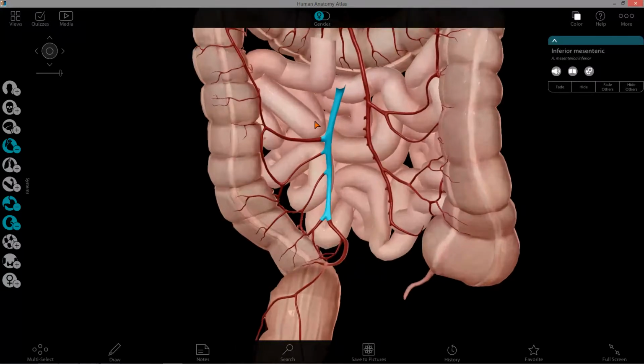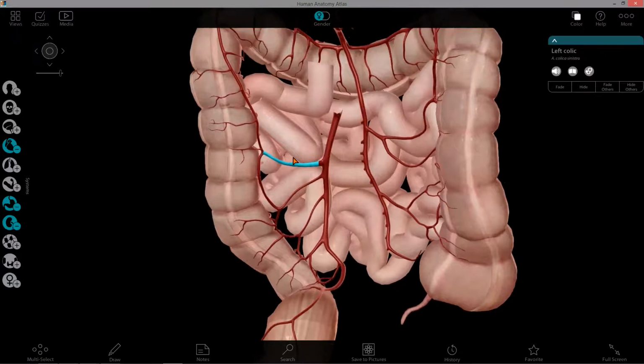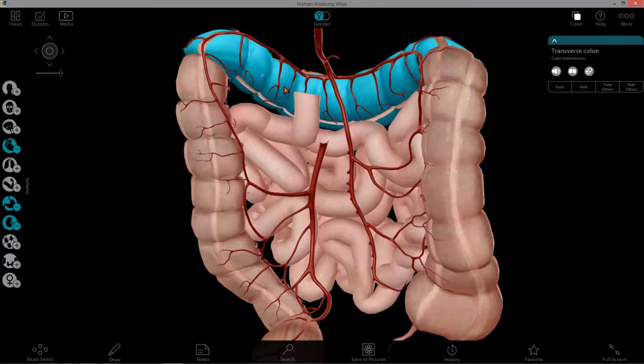Similar to last time, I'm going to go superior to inferior, covering what the arteries are and what they supply, starting first with the left colic. So the left colic supplies the distal 1/3 of the transverse colon and the descending colon. So recall, this is the descending colon, this is the transverse colon, this is the left colic. So it anastomoses with the left branch of the middle colic artery. This is the middle colic artery. And this is its anastomoses with the left colic artery.